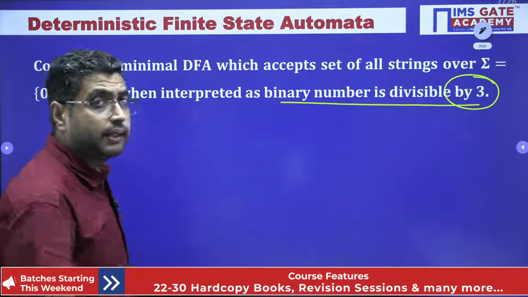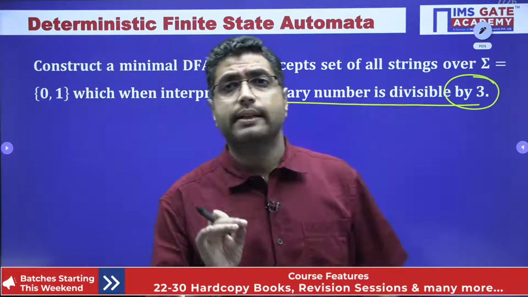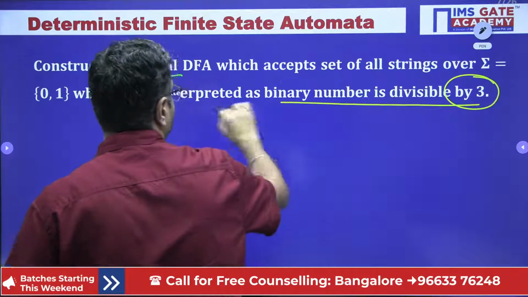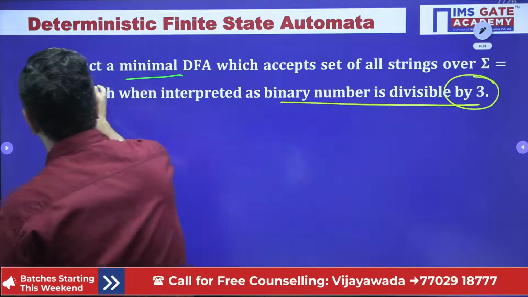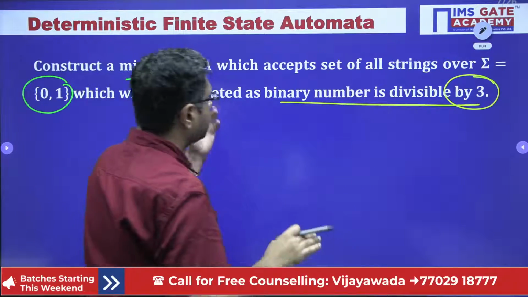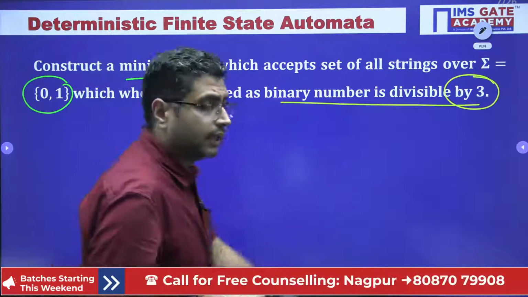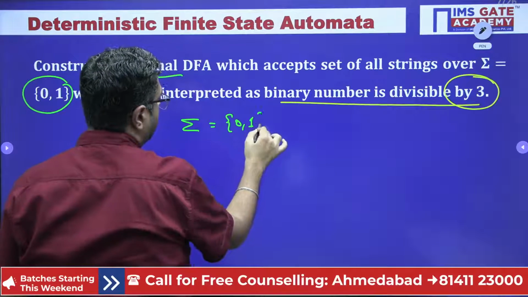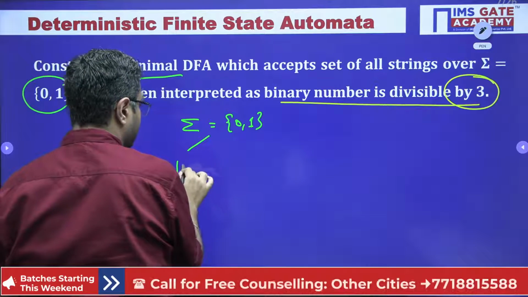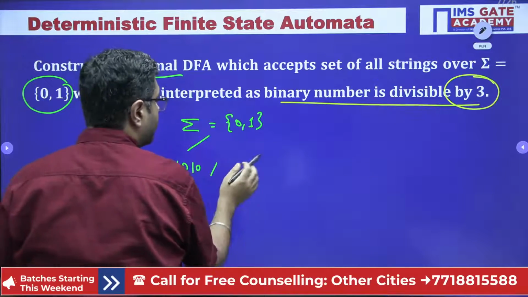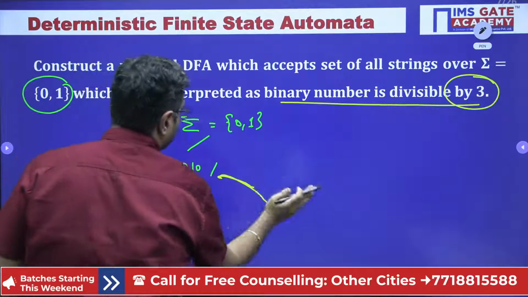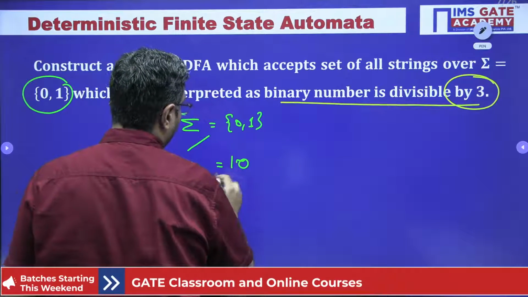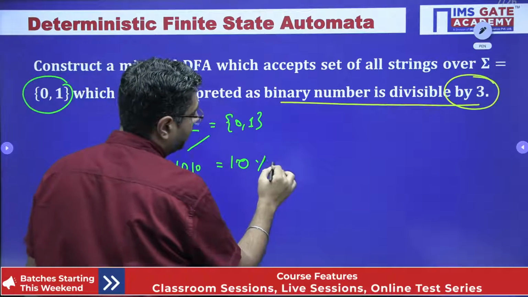Now again, let me read out the question loudly and tell you what exactly needs to be done. So what is being done is, construct a minimal DFA which will accept the set of all strings over sigma equals 0, 1. Again, the binary strings which when interpreted as binary number is divisible by 3. So what are we trying to do? Sigma is 0, 1, you will get some binary strings. So let's say one example of binary string is 1010. 1010 when divided by 3, what does it give? 1010 is nothing but 10. Now 10 when divided by 3 will give you a remainder of 1.